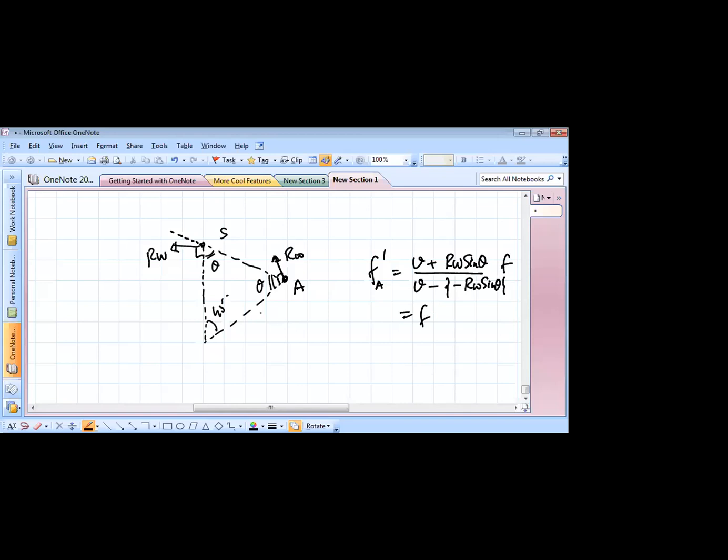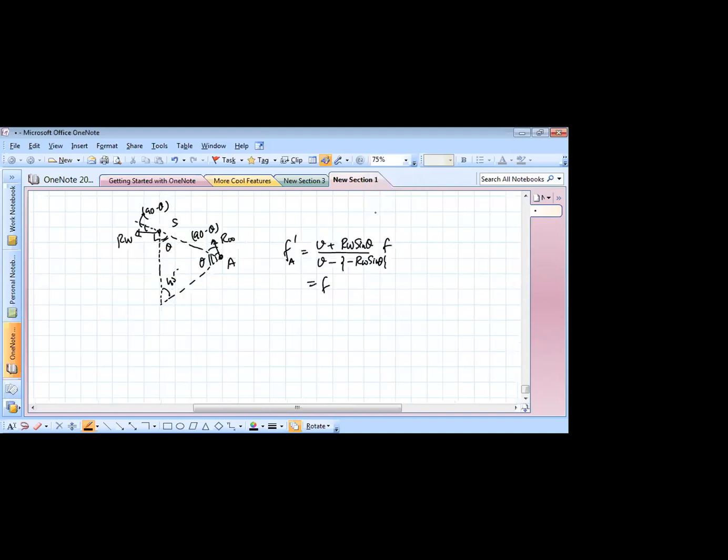You understand it? Because this angle is 90 minus theta, and this angle is also 90 minus theta. And the same kind of situation you'll see for the other observer B also. So Kritika, this is clear. It actually remains equal to the original frequency of the engine. Yes, Kritika, is the concept clear?